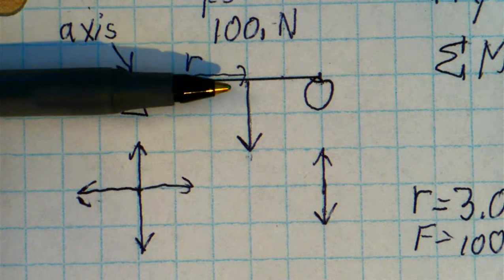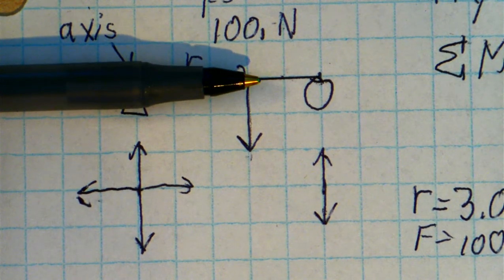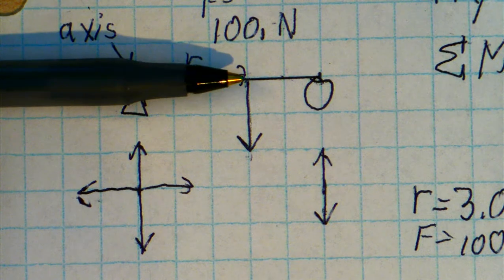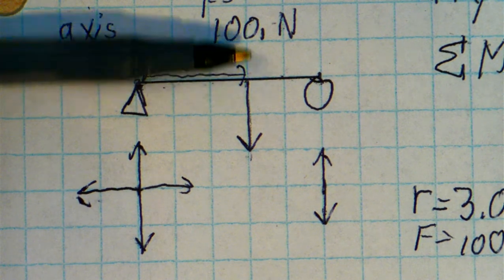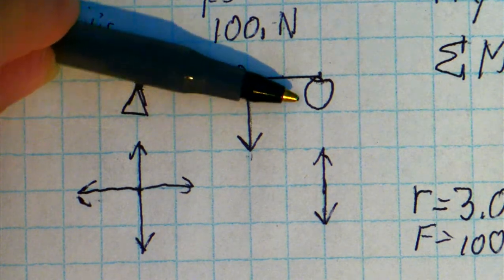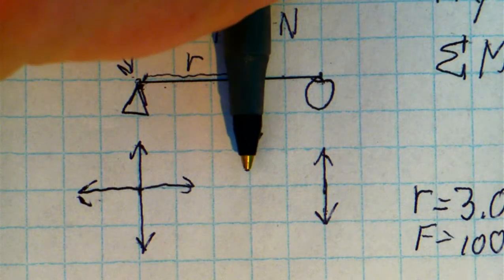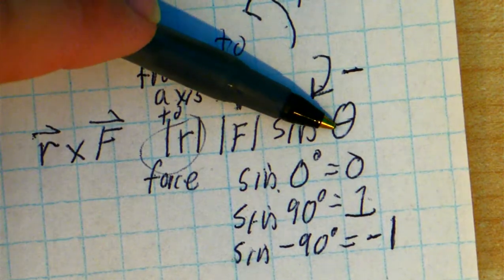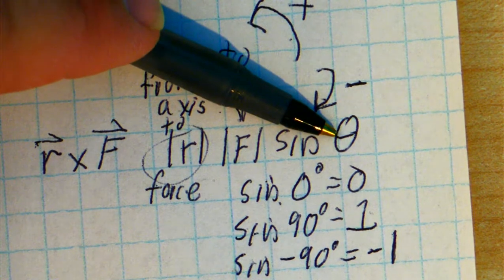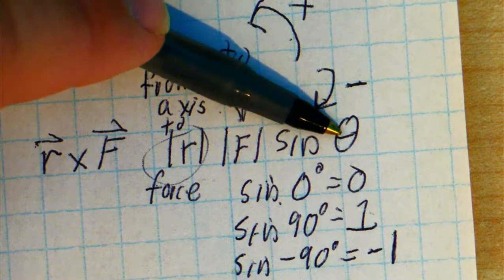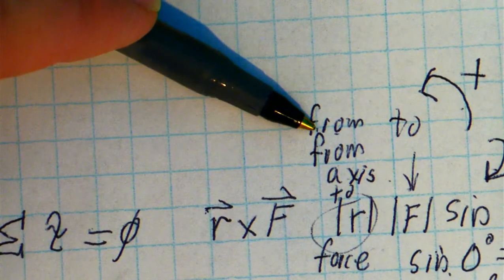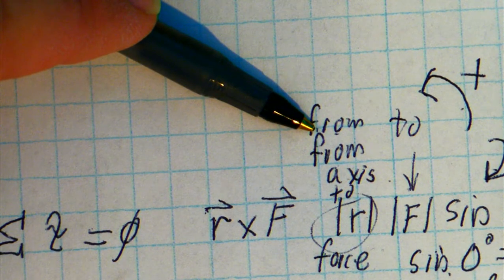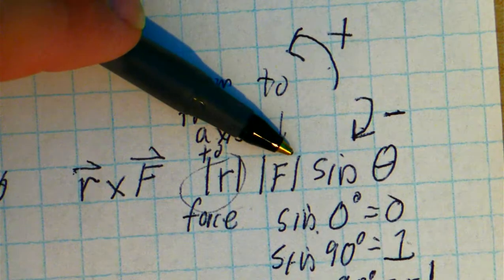And if R starts off by going horizontally to the right, whatever direction R is pointing, we're going to define that as being 0 degrees when we turn into the direction of F. Remember, this angle theta here is not the angle of F with respect to the positive x-axis. It's the angle between the direction of R and the direction of F.